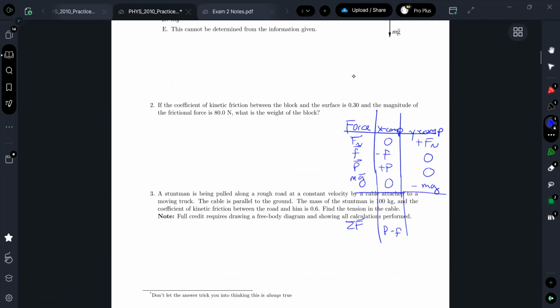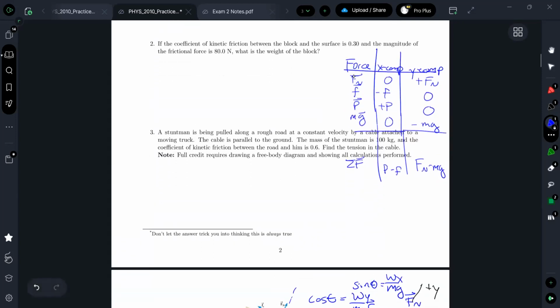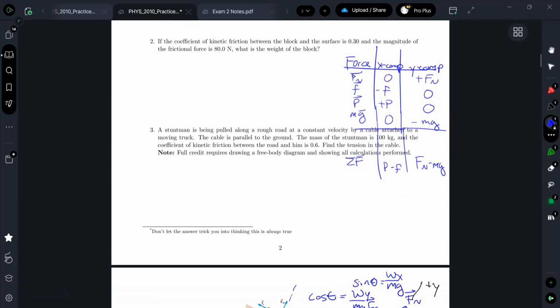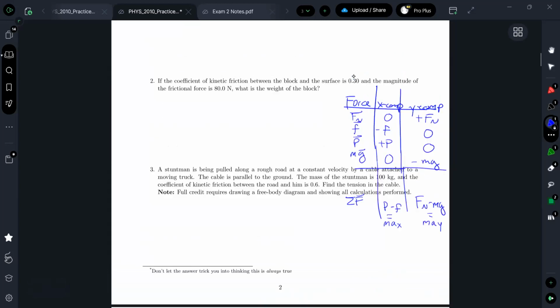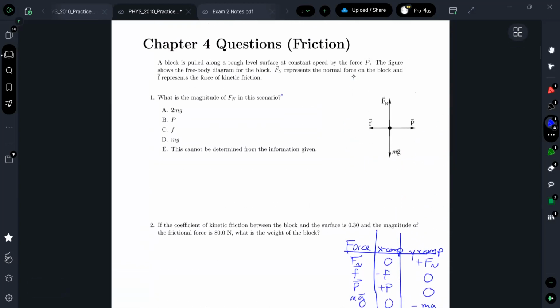Over for this next one, it's going to be Fn minus mg. I'm just adding down the columns, adding down the rows, I guess. This first one is equal to the mass times the x acceleration. The second is equal to mass times y acceleration. And so now I look back at what I'm given.